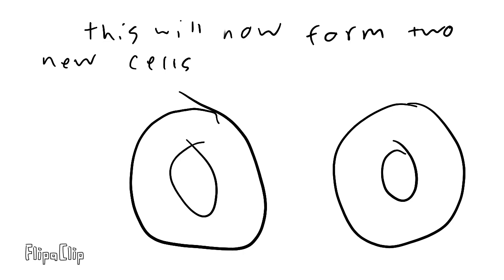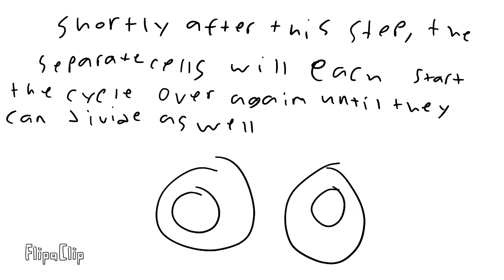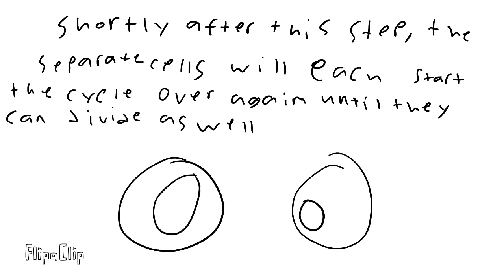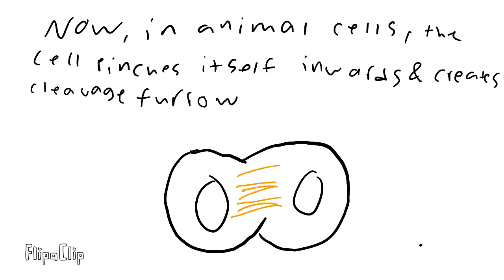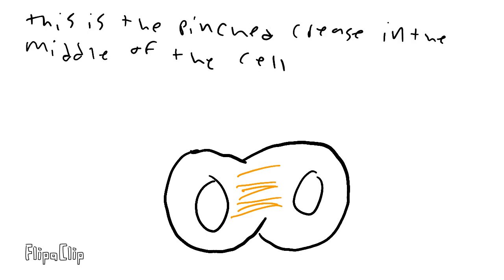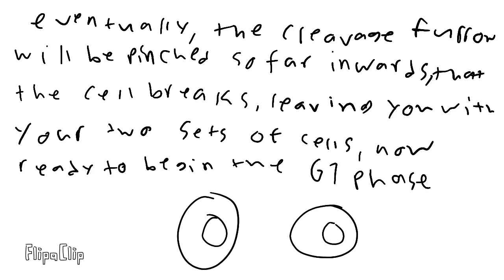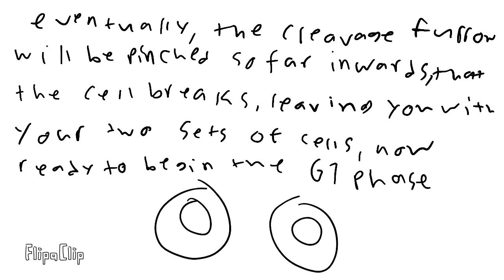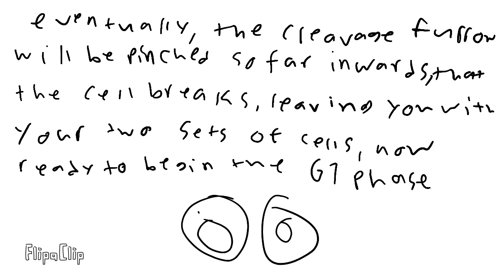This will now form two new cells. Shortly after this step, the separate cells will each start to cycle over again, until they divide as well. Now in animal cells, the cell pinches itself inwards and creates a cleavage furrow. This is the pinch crease in the middle of the cell. Eventually, the cleavage furrow will be pinched so far inwards that the cell breaks, leaving you with two sets of cells, now ready to be in the G1 phase.